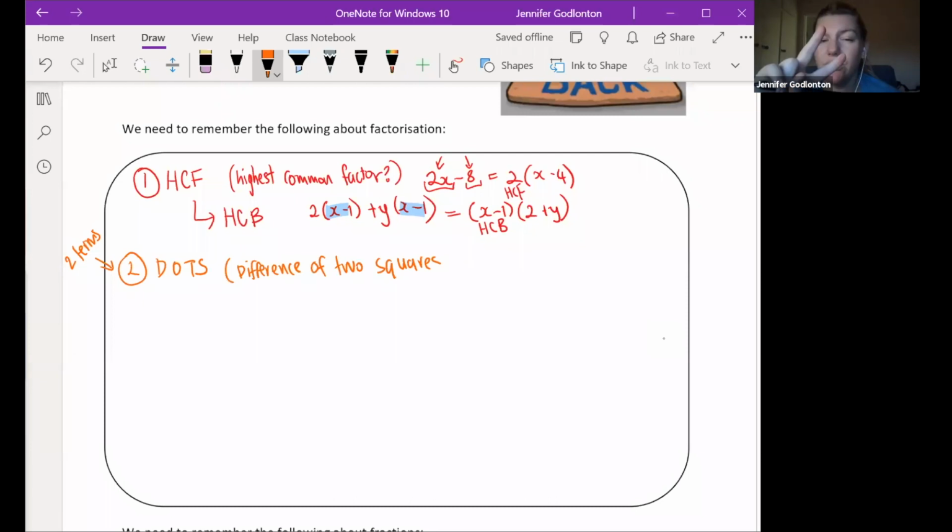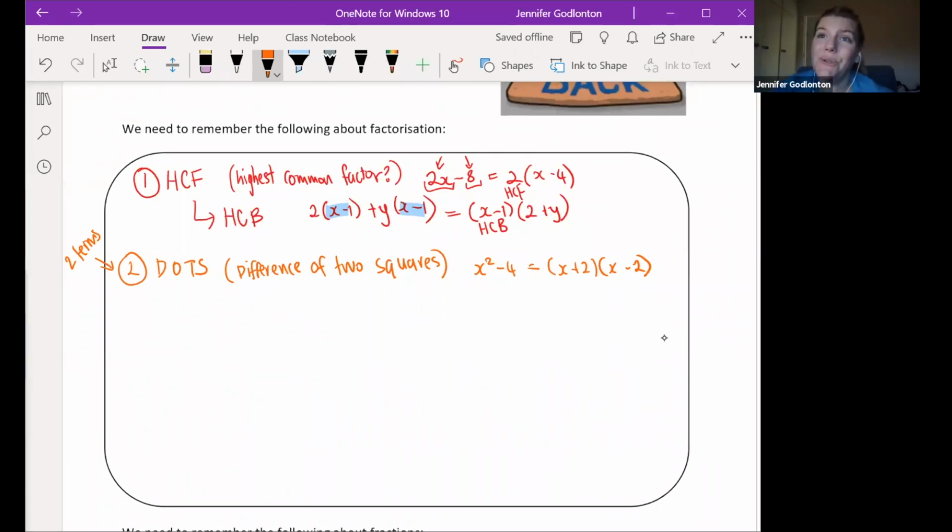Okay, so we need to have 2 terms. There needs to be a minus sign. That's why there's a D for difference. And the squares, both of them have to be square numbers. So an example of that is if I have x squared minus 4, that's going to become x plus 2, x minus 2. Okay.